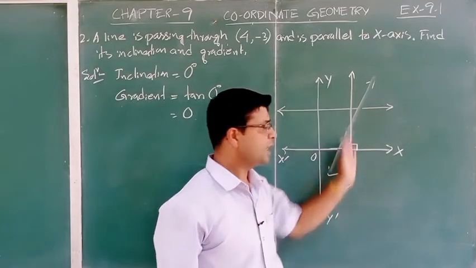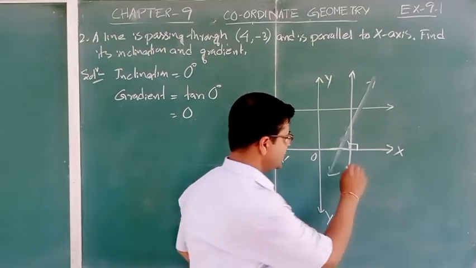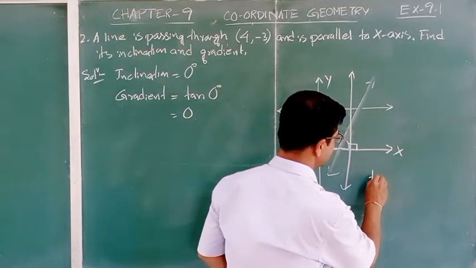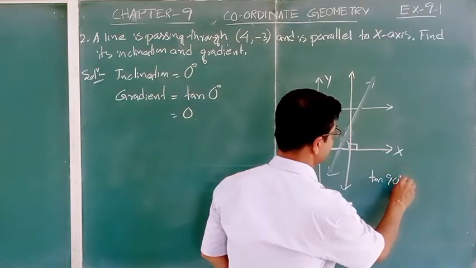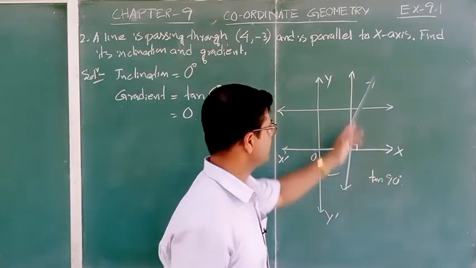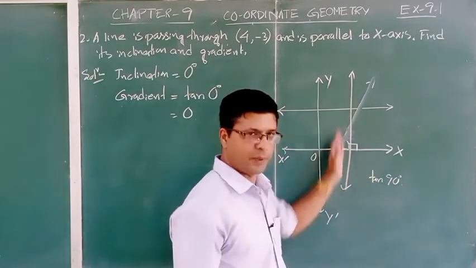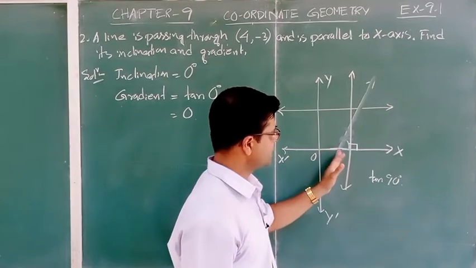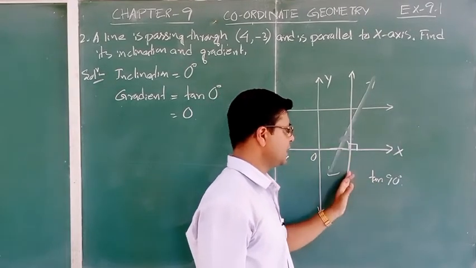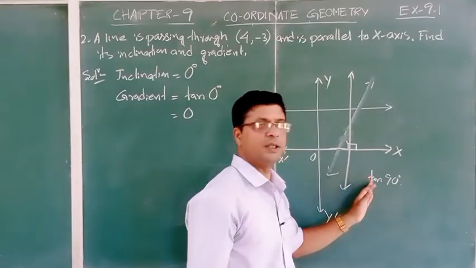Now for this line, what will be the gradient? Can you say? In this line the gradient is tan of 90 degrees. Tan of 90 degrees is not defined. So for this line, if the line is perpendicular to the x-axis, the inclination is 90 degrees and the gradient or the slope is not defined.